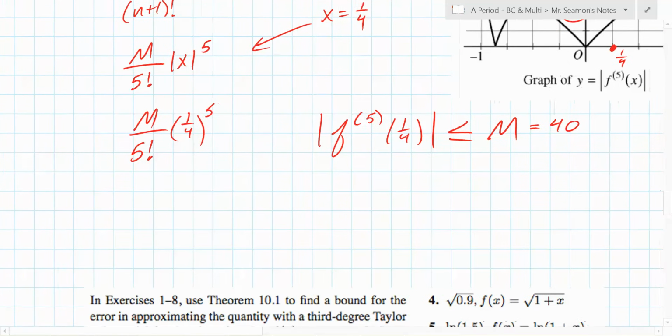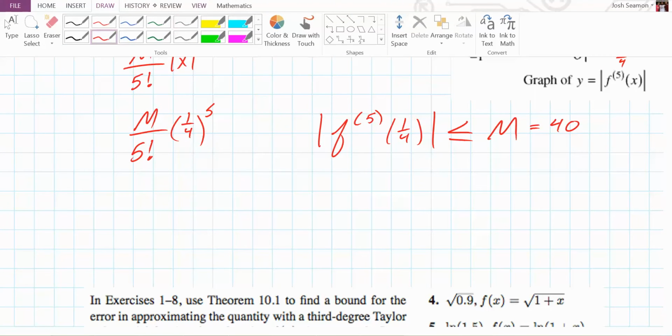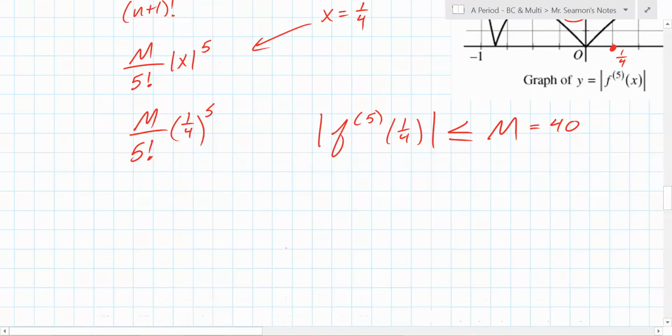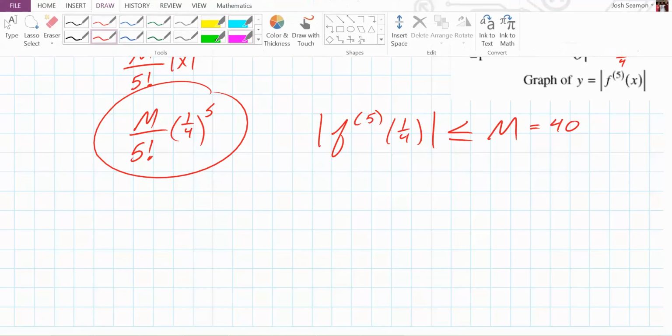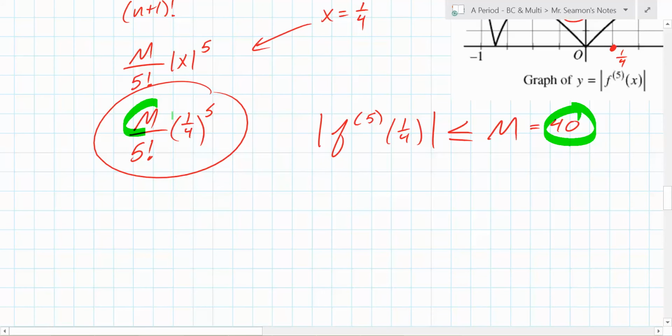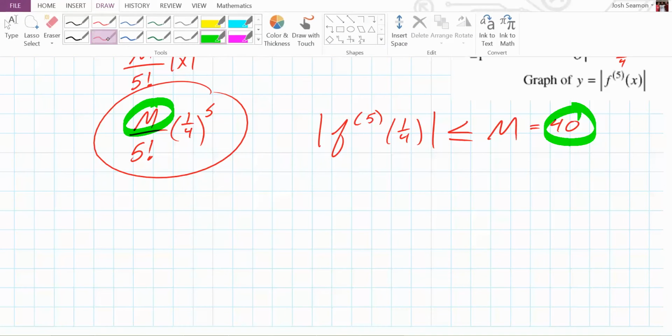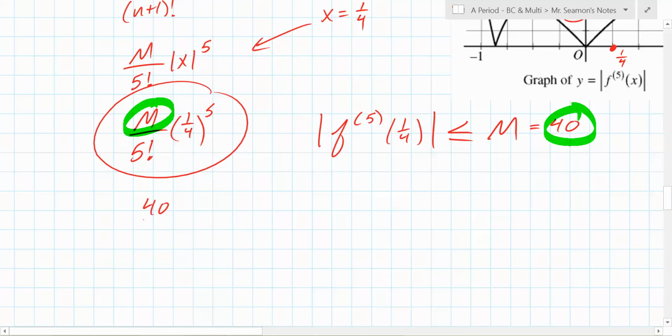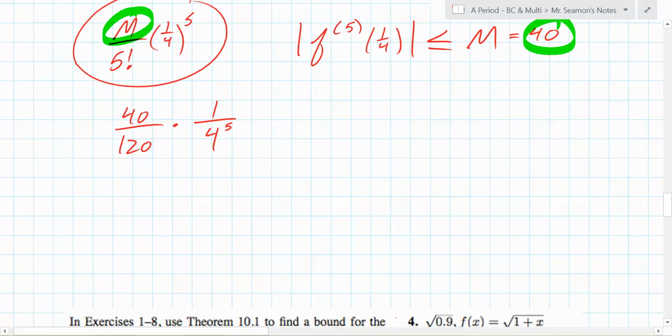40. So where do we plug that 40 in? We found out what m is. Where do we plug the 40 in? Yeah, we take this number right here, and we plug it in right there. So what do we end up with? 40 over 120 over 1 over 4 to the what? 4 to the 5th. Oh man, what do I do with this?